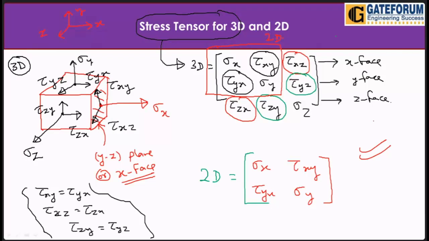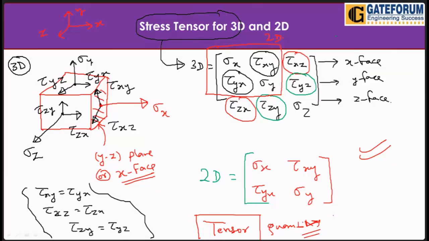Okay. And stress and strain both are tensor quantities. Why tensor quantity? Because here we have the stress tensor with 9 elements. Please write a note point: stress and strain both are tensor quantities, not scalar, not vector.